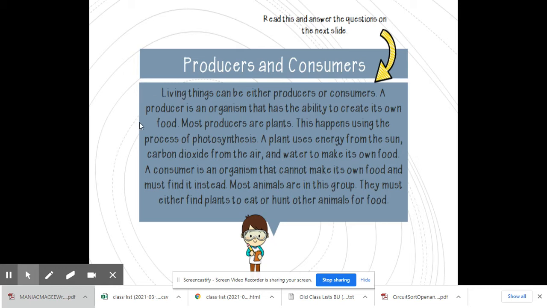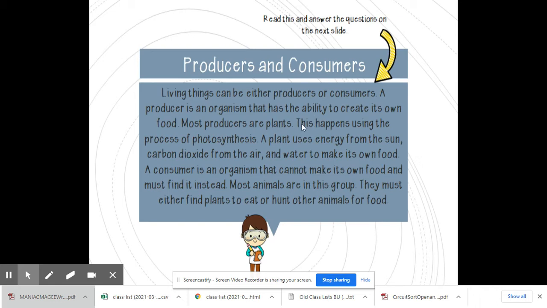Living things can be either a producer or a consumer. A producer is an organism that has the ability to create its own food. Most producers are plants. I always remember producer begins with a P, plant begins with the letter P. So plants are producers. They make their own food.